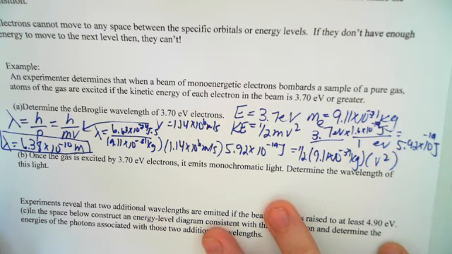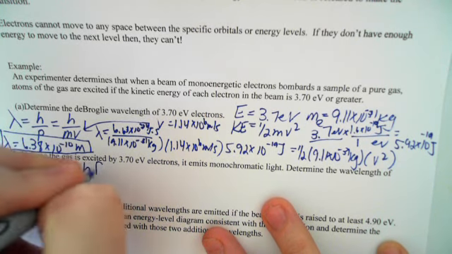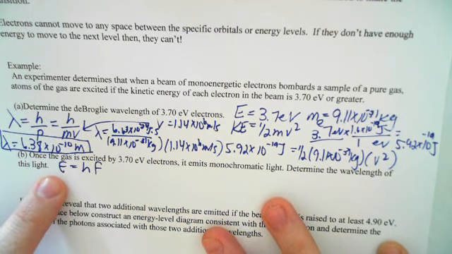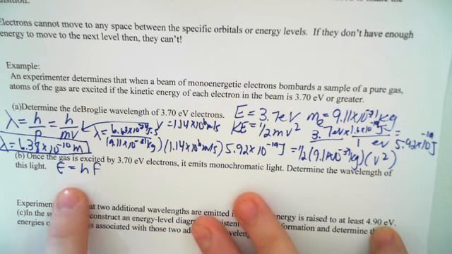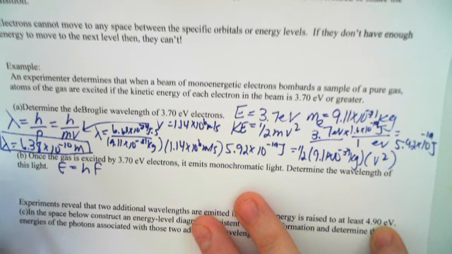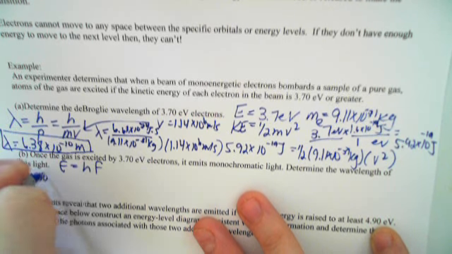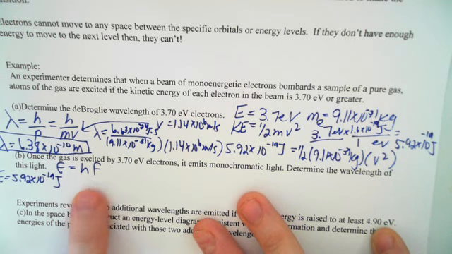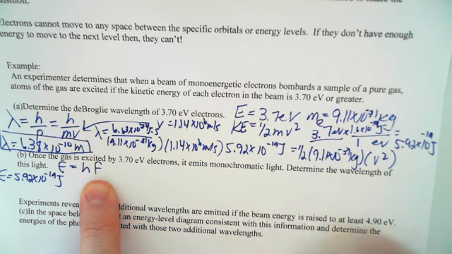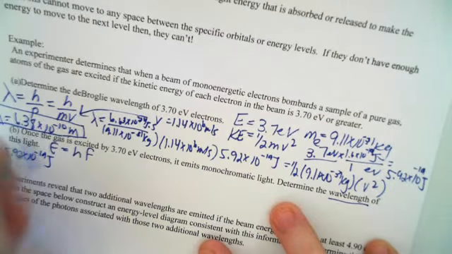Well, E equals hf. This is going to be the amount of energy that you add to the gas, which is 3.7 electron volts. But we already converted that into joules. We found that to be 5.92 times 10 to the minus 19th joules. We know Planck's constant. We can find the frequency, and then once we know the frequency, we can find the wavelength. So let's do that.